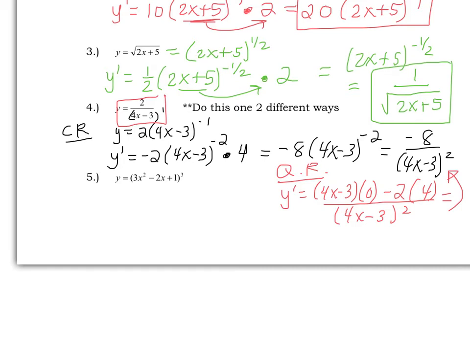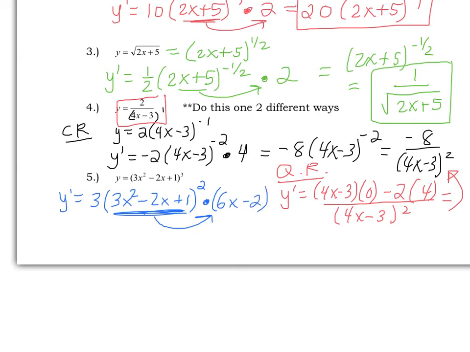Alright, on to some other examples. It's not always going to be linear on the inside, as we see in example 5 here. We're going to multiply our 3 down in front, so we keep the inside the same. Our new power would be 2. And I'm going to chain along the derivative of the inside. So it's not linear, so you just have to think about what the derivative would be. Well, it would be 6x minus 2. Just find your normal derivative of the inside.